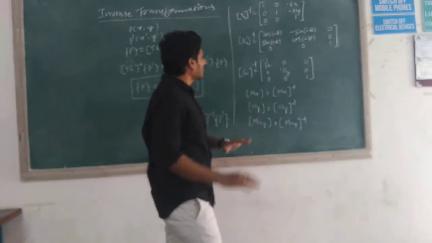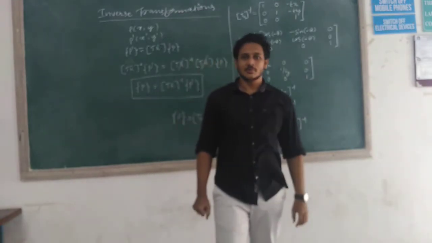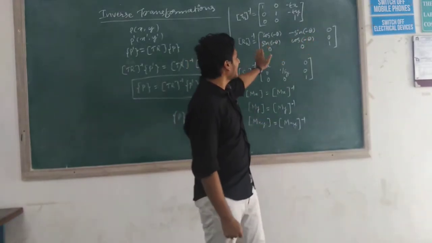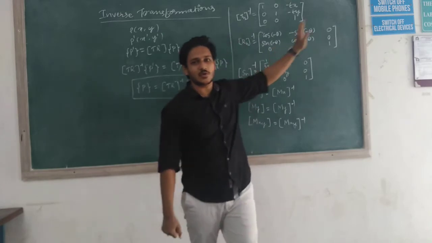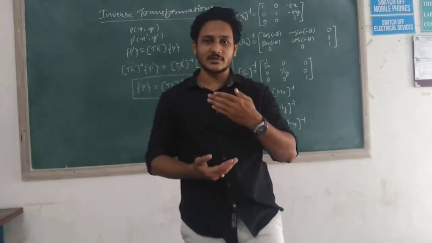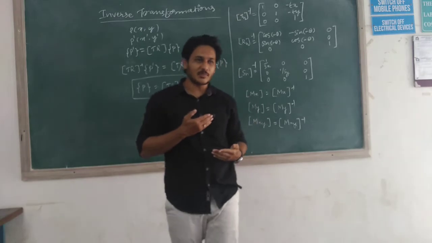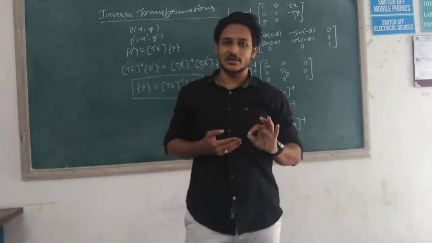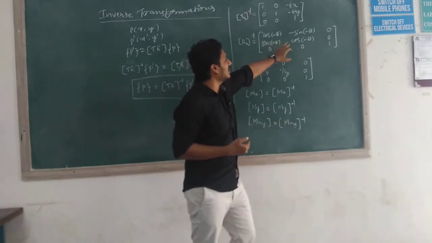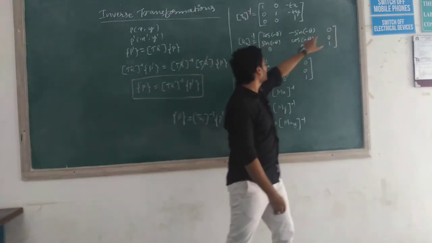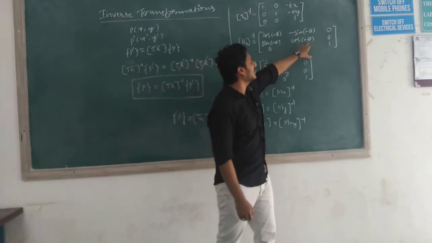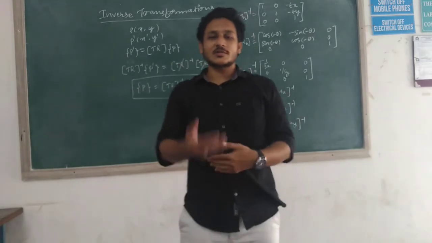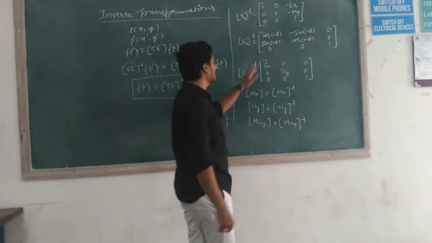It is the same with rotation. Before inverse, we have cos theta, minus sin theta, 0; sin theta, cos theta, 0; 0 0 1. If I invert the rotation matrix, I get the negative of the angle. So cos minus theta, minus sin minus theta, 0; sin minus theta, cos minus theta, 0; 0 0 1 will be your inverse rotational geometric transformation matrix.